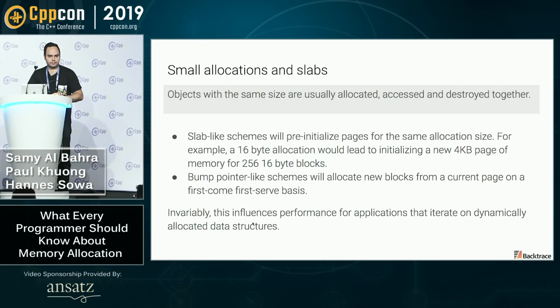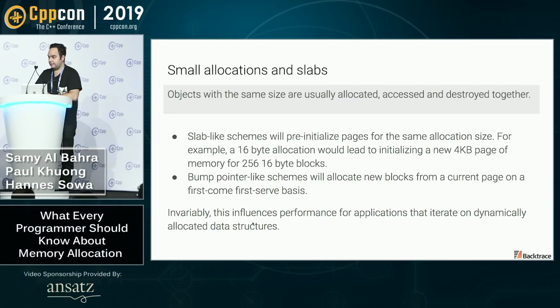Right. So let me jump into the notion of slab allocation. I mentioned that some allocators today will make the assumption that objects of the same size are usually allocated, accessed, and destroyed together. In other words, you might have a linked list of type n. You're going to be iterating over that linked list of type n. There's a lot of locality, so it makes sense to allocate them together. Generally, there are 2 basic schemes that you'll find in allocators today. This is a gross simplification.